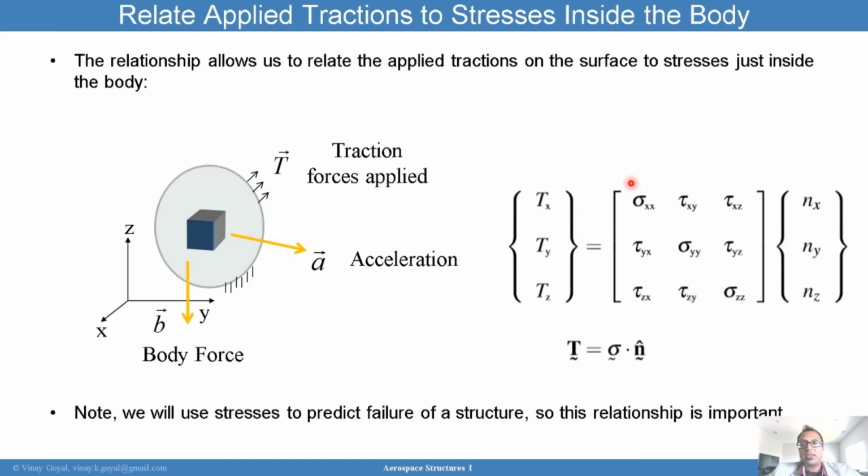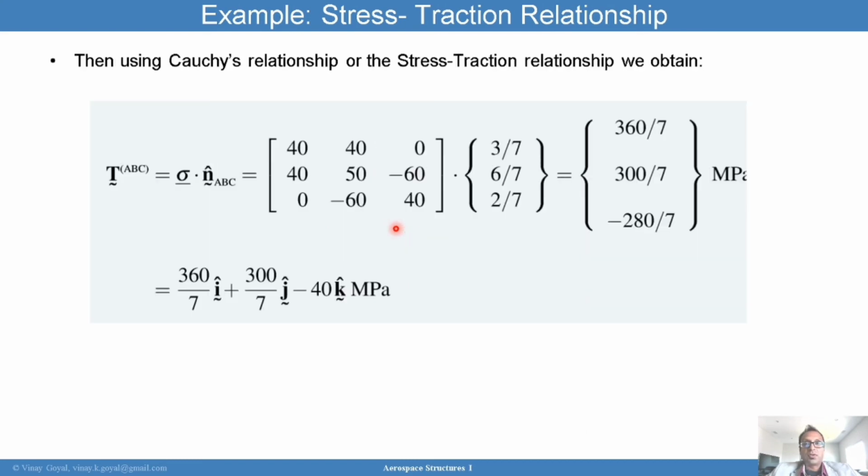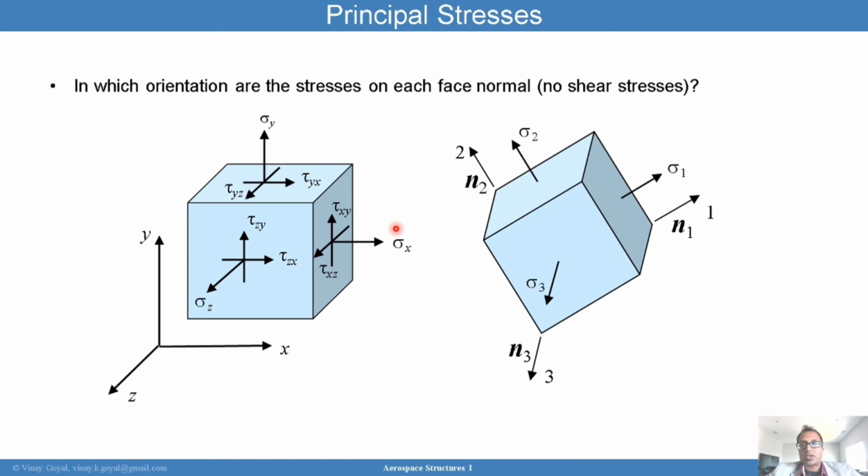For example, what I'm really trying to do is find which plane ABC. So say you don't know these dimensions. These dimensions, delta, 3 delta, 2 delta, are not known. I want to know which plane slices through a cube in such a manner that on that face only a normal traction is acting on it. There's no shear stresses. That becomes very beneficial for predicting failure as well. And so that's why I want to cover that.